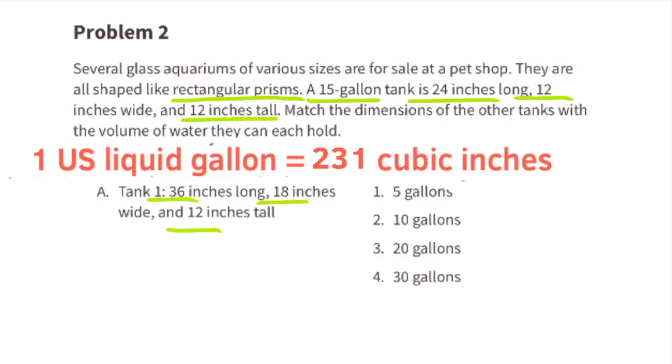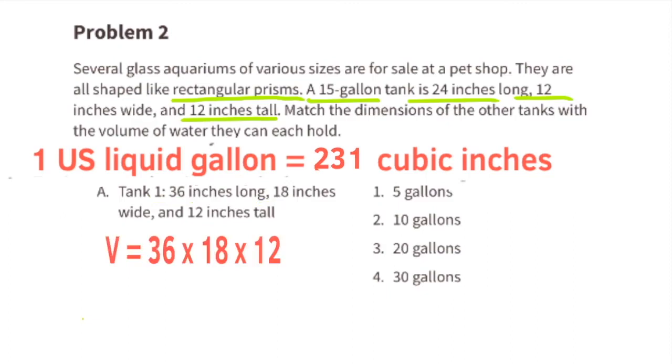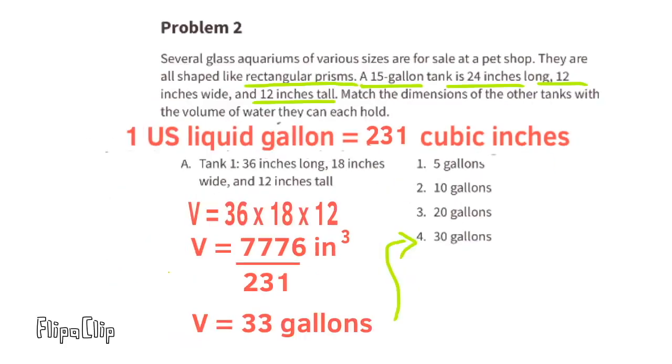Here's the first one. 36 times 18 times 12. That's a volume of 7,776 cubic inches. So I'm going to see how many times 231 goes into that. 7,776 divided by 231. That's about 33 gallons if it were filled to the very top. So I would select aquarium number 4, 30 gallons.